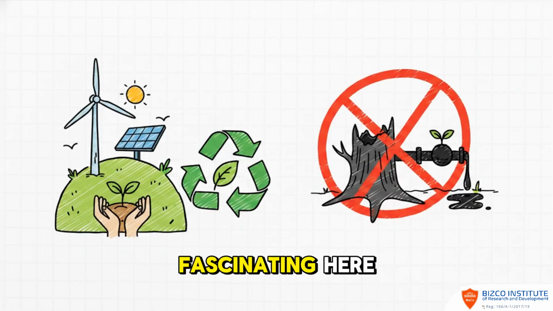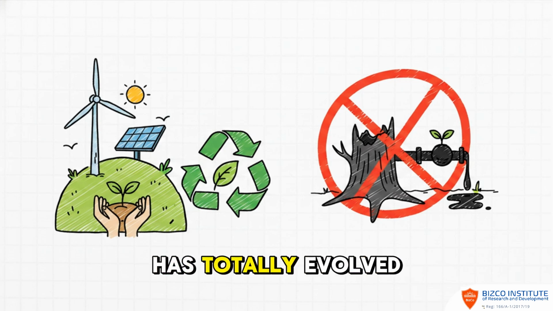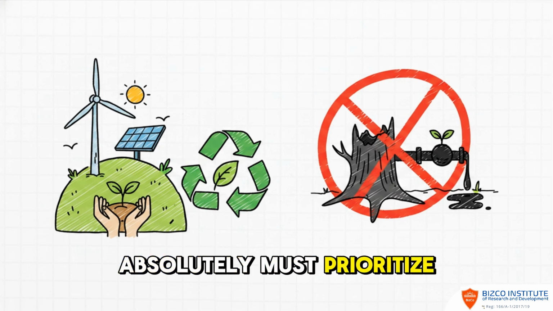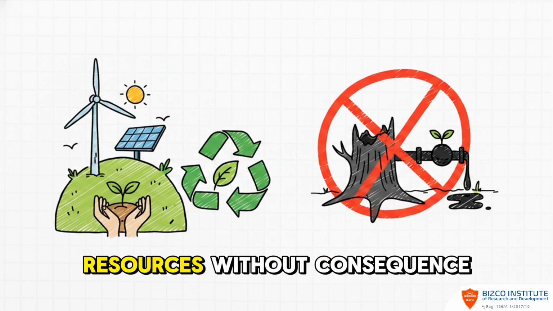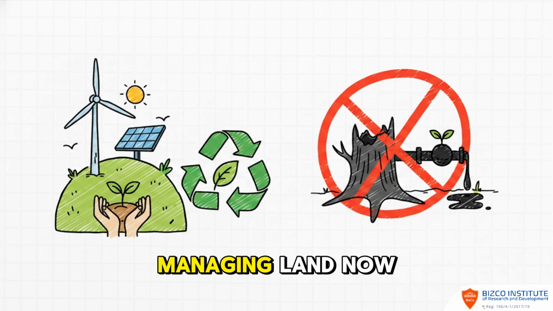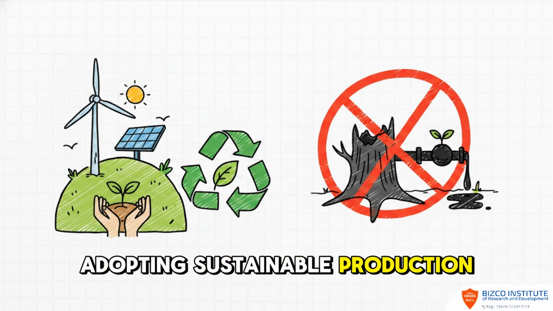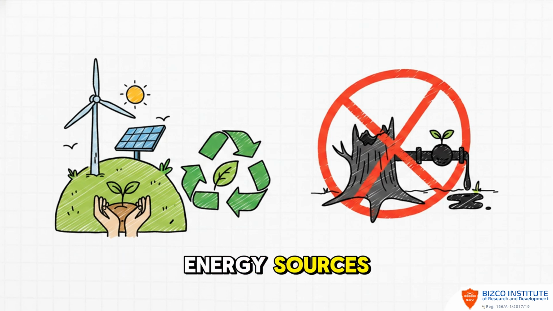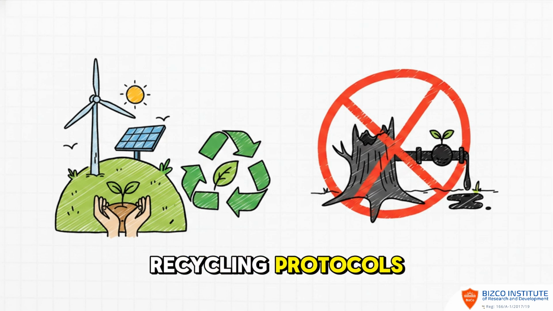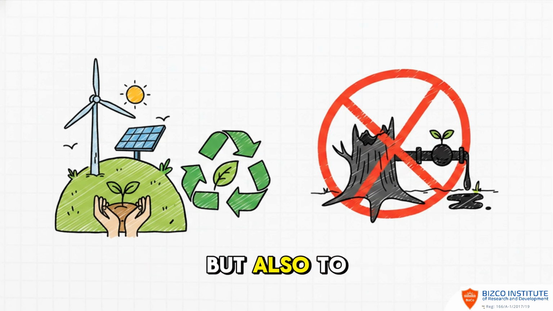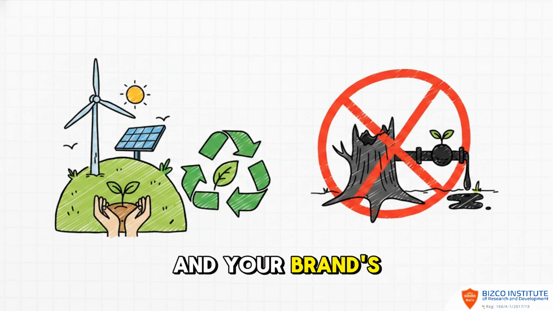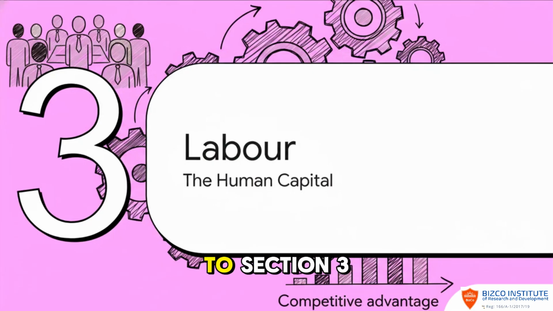And what's really fascinating here is how the management of land has totally evolved. Today, modern strategic managers absolutely must prioritize sustainability. You can't just extract resources without consequence anymore. Managing land now means actively preventing resource depletion, the exhaustion of raw materials. It's all about adopting sustainable production methods. Think utilizing renewable energy sources and implementing strict recycling protocols. You do this to protect the environment, for sure, but also to protect your long-term operational costs and your brand's reputation.